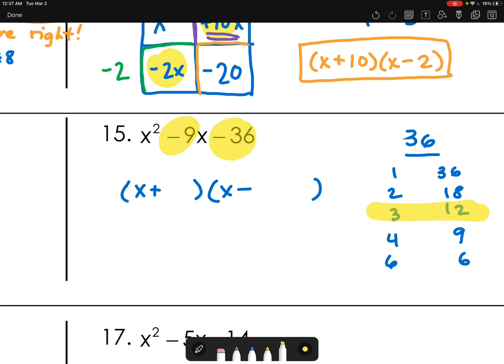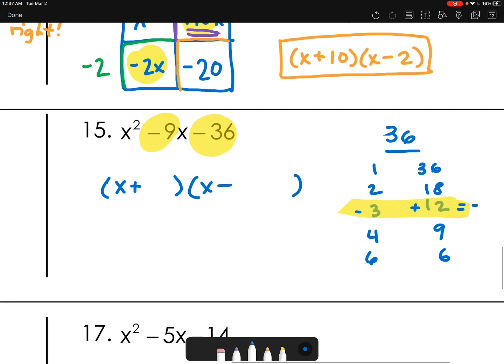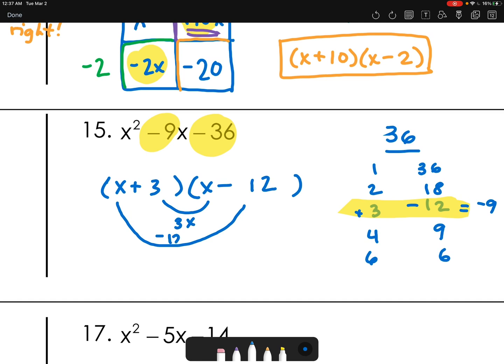I'm looking at my combinations, and it looks like if I were to have +12 and -3, those would add together to give me, opposite signs. Oops. I would want -12 and +3 because those would add together to give me -9. So I'd have x minus 12 and x plus 3. I can check myself by my double smile. See that I get -9x. So my answer is x plus 3, x minus 12.